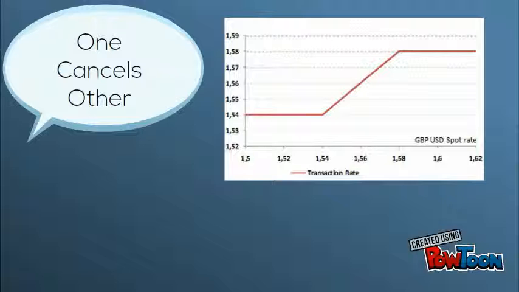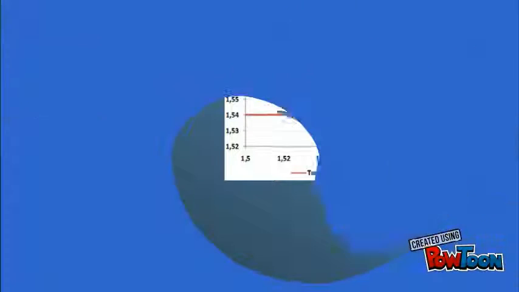One cancels other order. This currency trading device is a hybrid of the limit and stop loss orders. It allows you to set a stop loss at 1.54 and a limit order at 1.58. If and when either of these rates is reached, the transaction will get executed at that exact moment. The benefit is that it protects you from negative market swings while also allowing you to take advantage of the upswings in the market. Conversely, the negative is that you have limited upside potential.